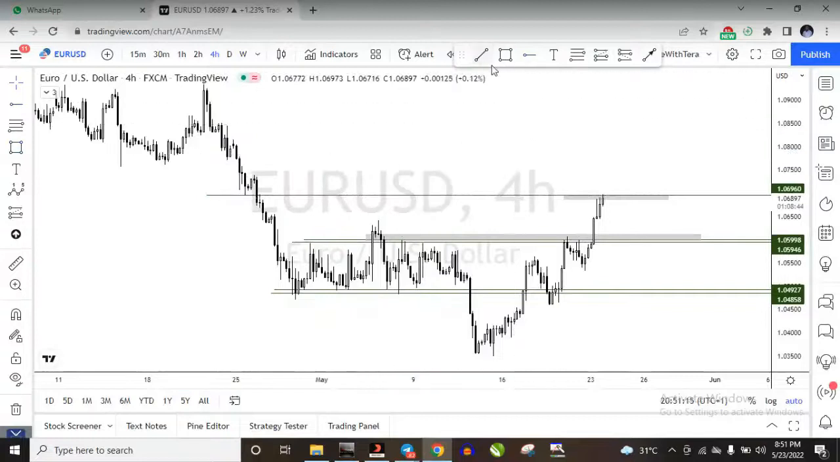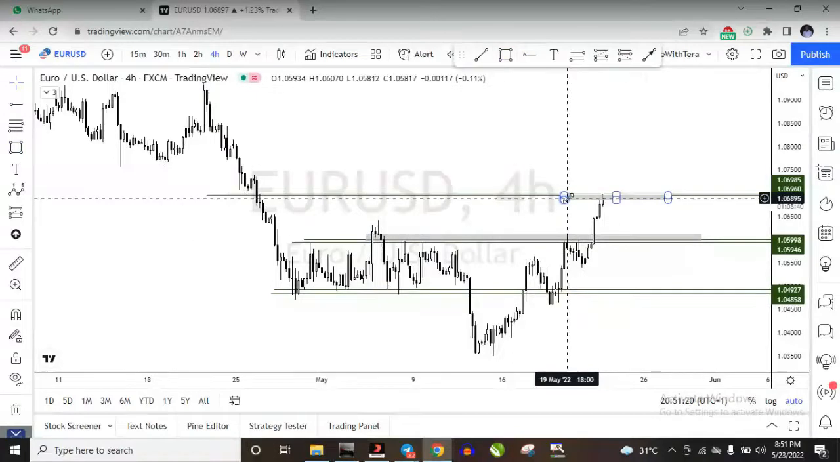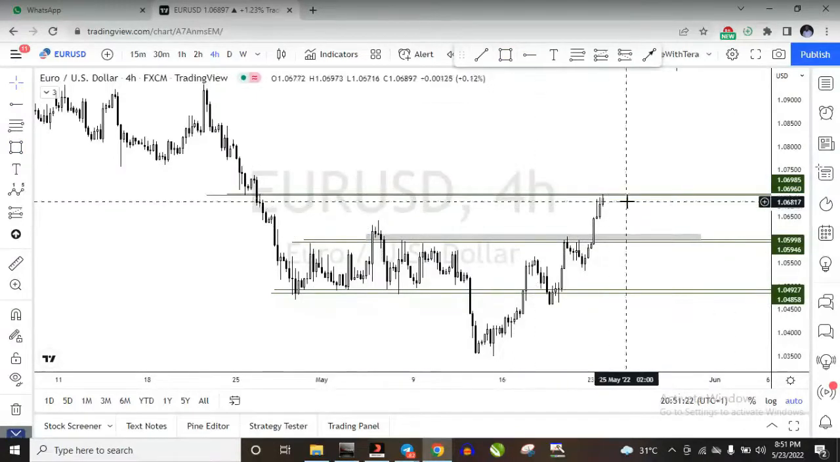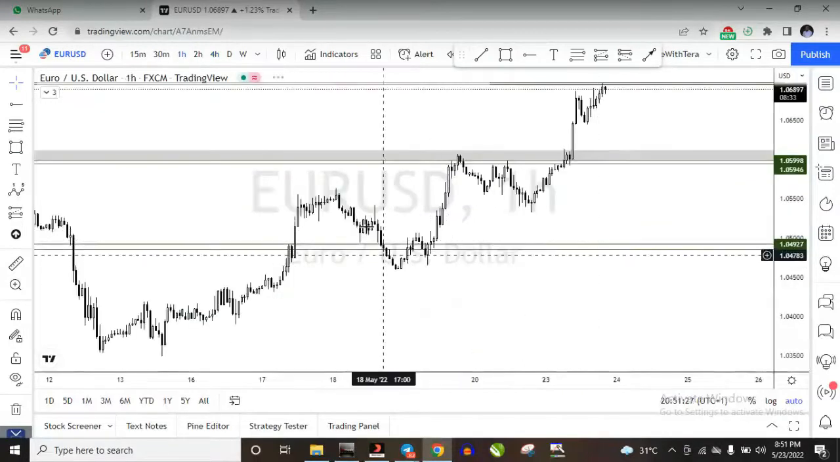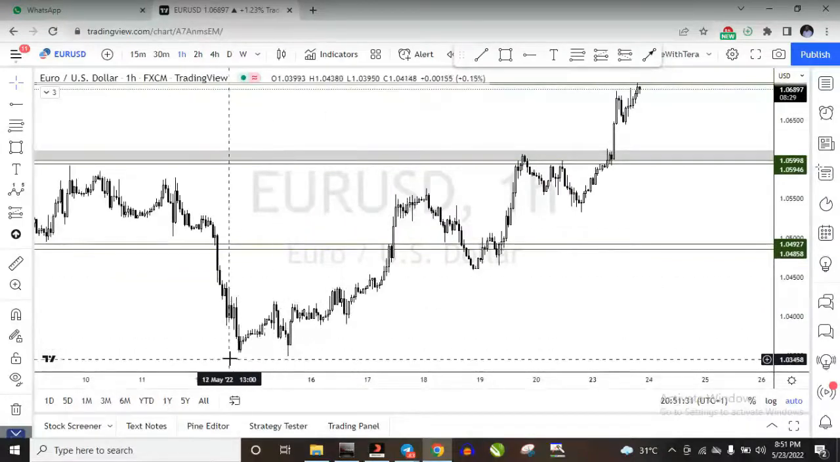So if you look at it from this angle, we should expect a rejection candle. If I don't see a rejection candle on this level, I am not selling Euro USD. If you come down to 1 hour, you can see these little things coming up on 1 hour. You can see this massive move right here.